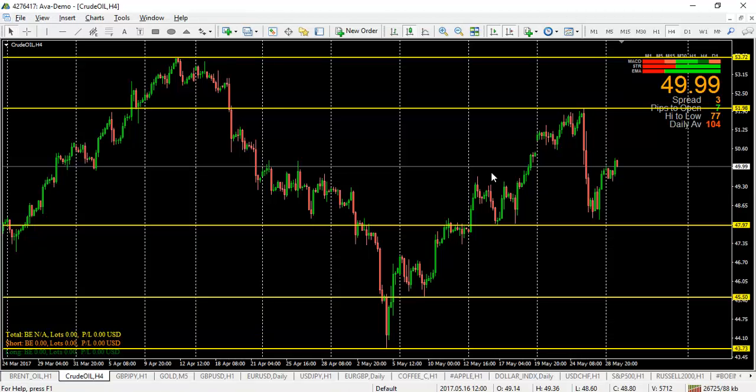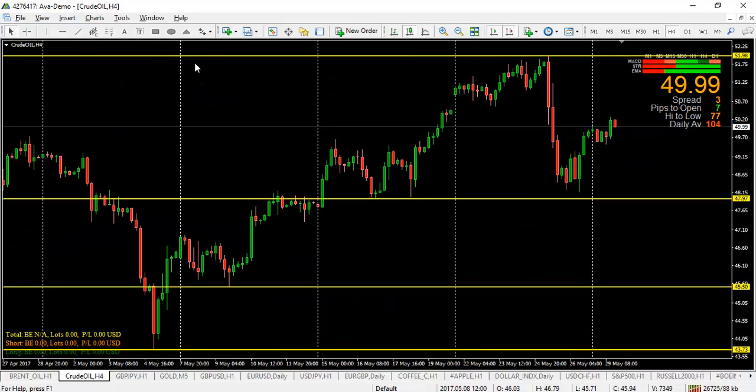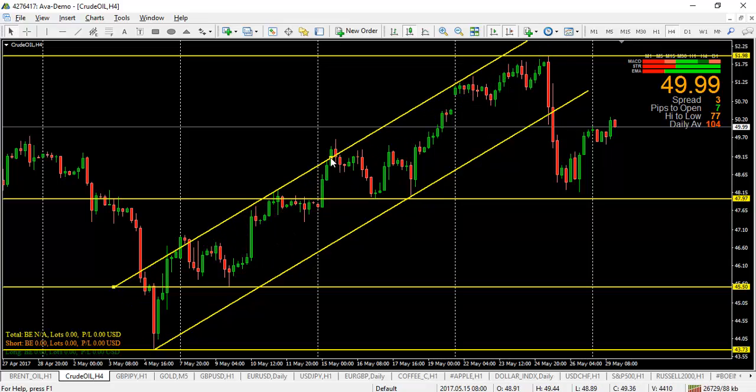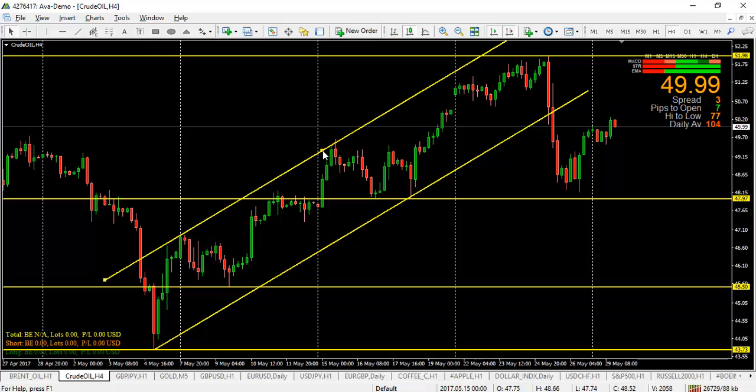Here we've got a bull channel. This is a 4-hour chart on oil. Let's see if we can make a bull channel. We've got 2 points connecting, 1 and 2. It's not necessary that it has to be accurate, but it'll give you a good point. See, here we have a bull channel.